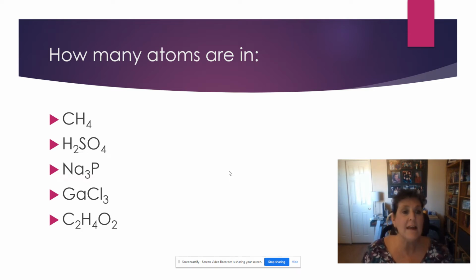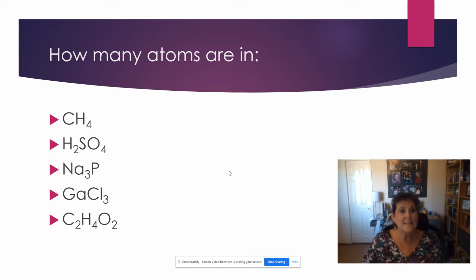What about GaCl3? GaCl3. You're correct if you said 4. Again, there's 1 Ga atom and 3 chlorine Cl atoms. 3 plus 1 is 4.